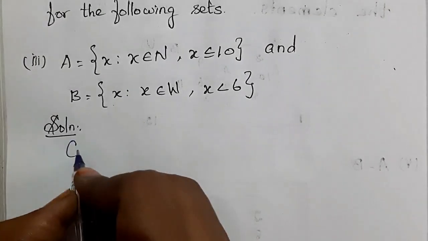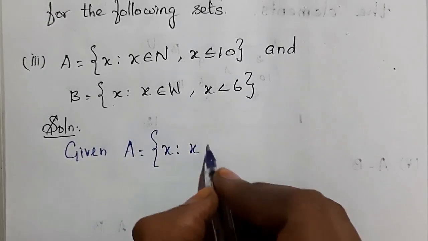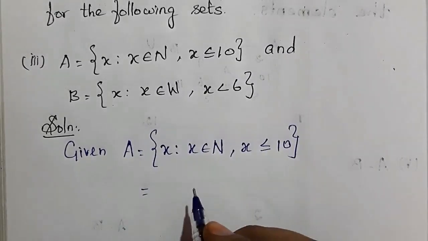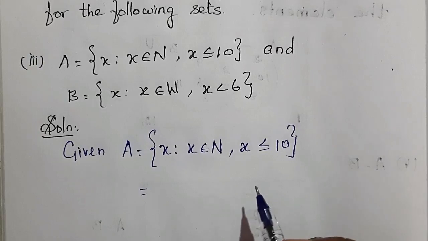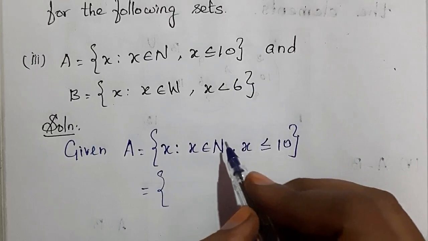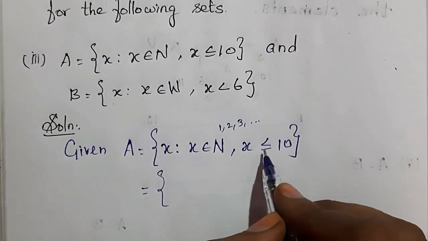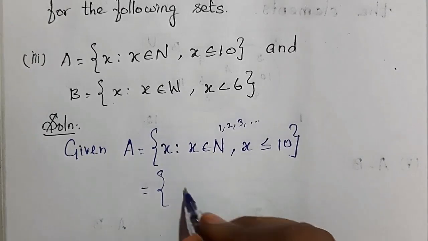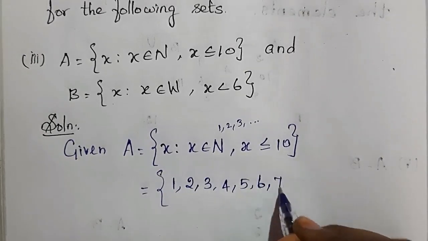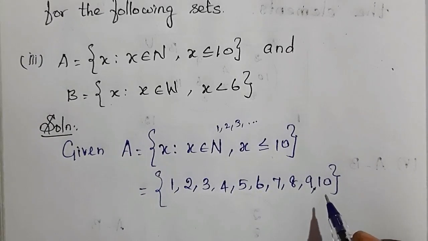So given, A equal to set of all x such that x belongs to N, x less than or equal to 10. Actually, what is the set? It is in set builder form. We can write it in roster form. That is easy for us. So, you have to choose the elements from natural numbers. You know, natural numbers start from 1, 2, 3, etc. Also, our numbers are less than or equal to 10. So, 1, 2, 3, 4, 5, 6, 7, 8, 9, 10. Here we have equal to, so we can choose 10. So, it is A set.